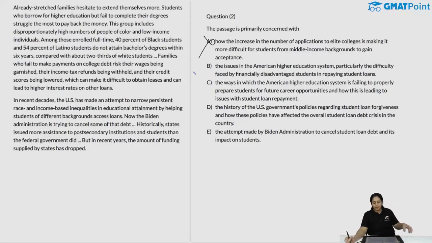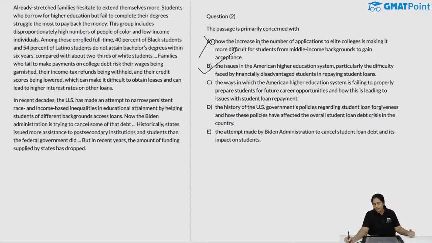Option B: The issues in the American higher education system, particularly the difficulty faced by financially disadvantaged students in repaying student loans. Exactly the point. The issues with the American higher education system are being highlighted, especially the fact that it is too expensive for many people. Even if they take educational loans, they are not able to repay the loans, especially the disadvantaged people. So B is exactly the point as such.